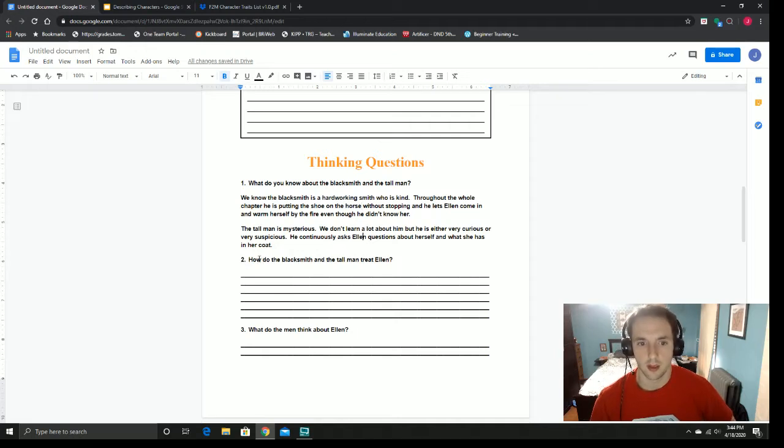For number 2, how did the blacksmith and the tall man treat Ellen? So take a moment now, remind yourselves of what you noticed, and then we'll dive into this when you're done pausing the video. Right. Well, we kind of already mentioned that with the first one. The blacksmith treated her kindly. He allowed her to come in. And then I think there's one other thing to notice about him.